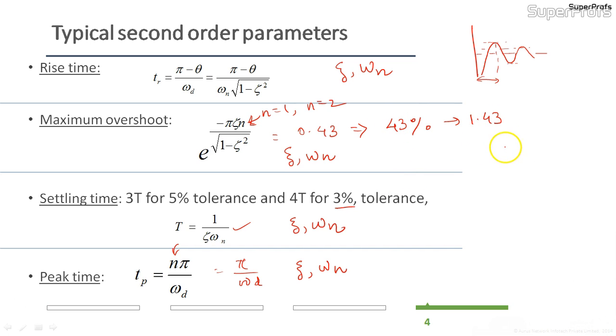So if you know the parameters of the second order system, which is given by K omega n square upon s square plus 2 zeta omega n s plus omega n square, you would ultimately know the values of omega n and zeta, and you will be able to calculate all these parameters. You can then tell the system designer what kind of system response you are getting and what changes are to be done in the system.